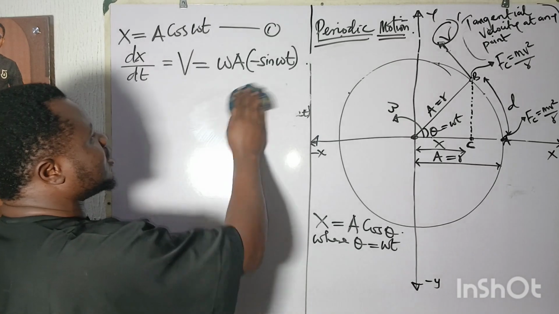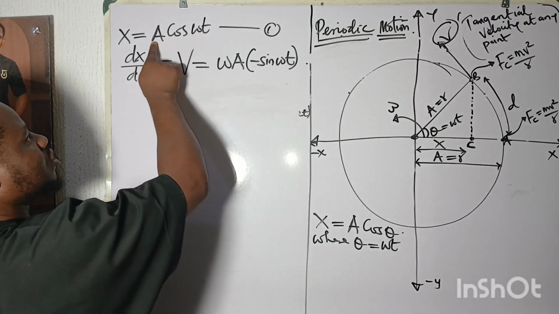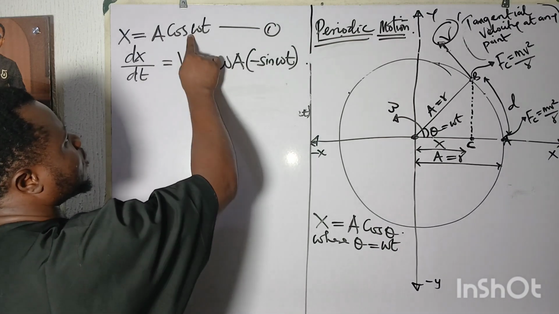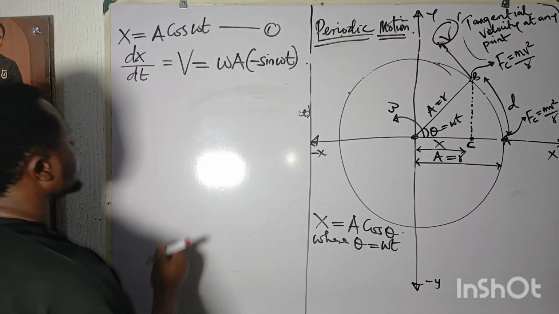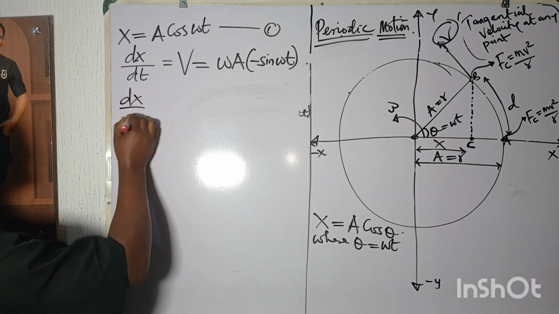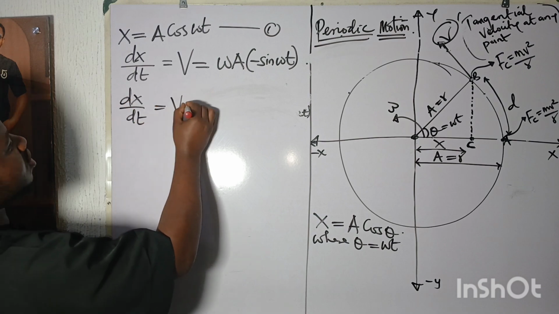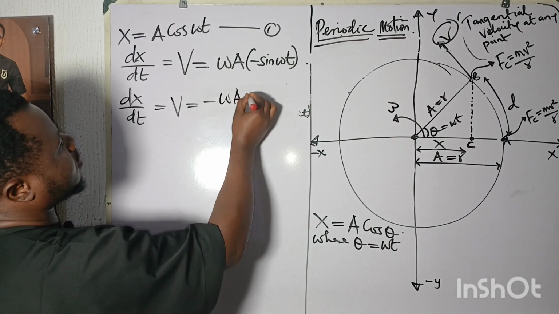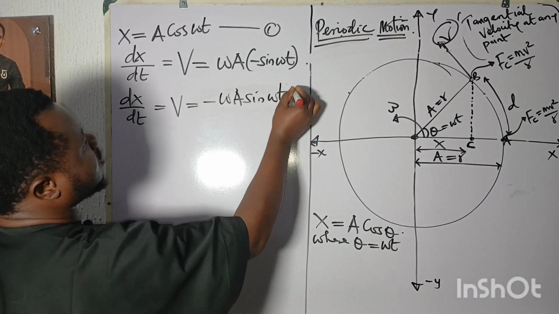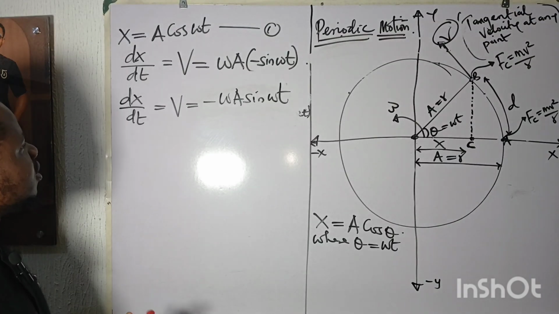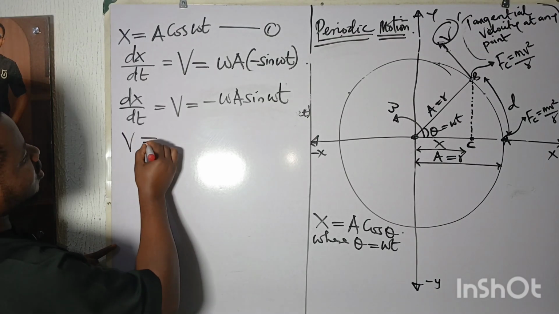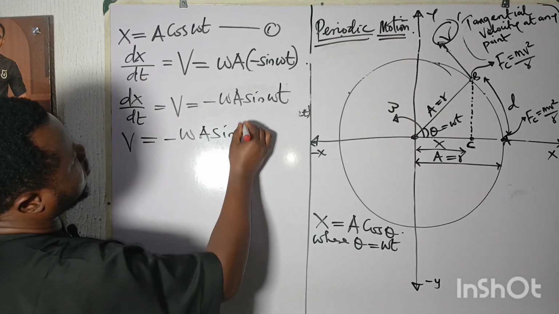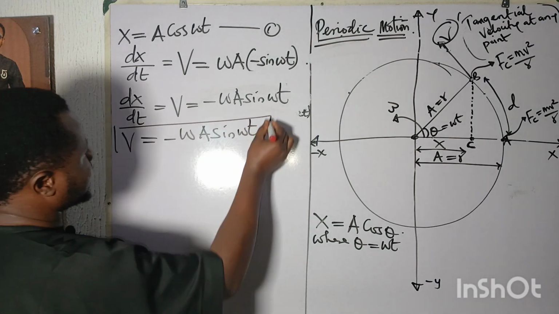So that is what I did here. I brought this one outside, used it to multiply this, which is this. So differentiate cos, we have minus sine. We write the function back, which is Wt. So the dx/dt, which is v, is equal to, multiply out, minus Wa sine of Wt. Then this is for velocity. So velocity is equal to minus Wa sine of Wt. This is for velocity.